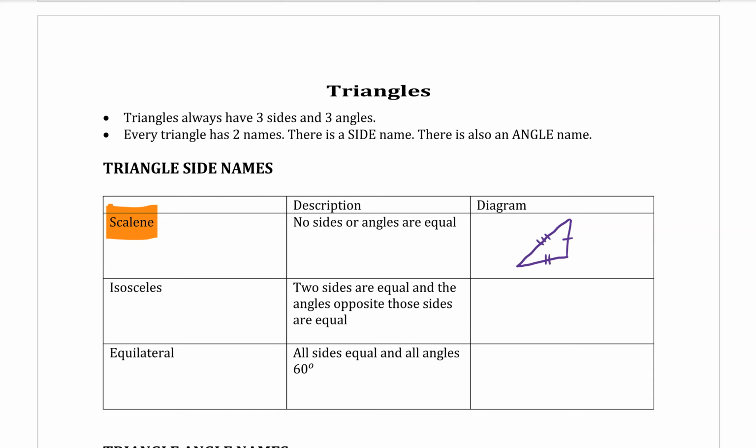If all the sides in a triangle are different lengths, it does mean that all the angles are different as well. So that means this angle is different to this angle, which is different to this angle.